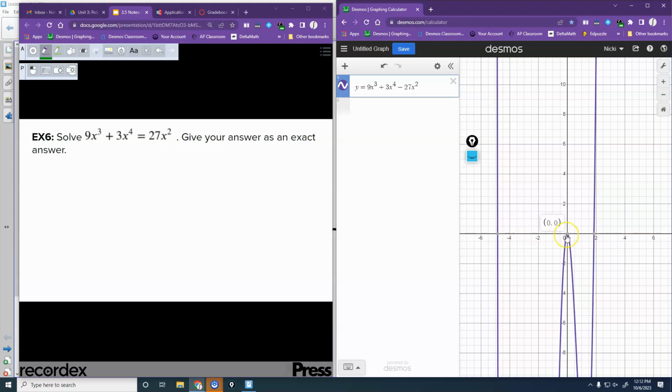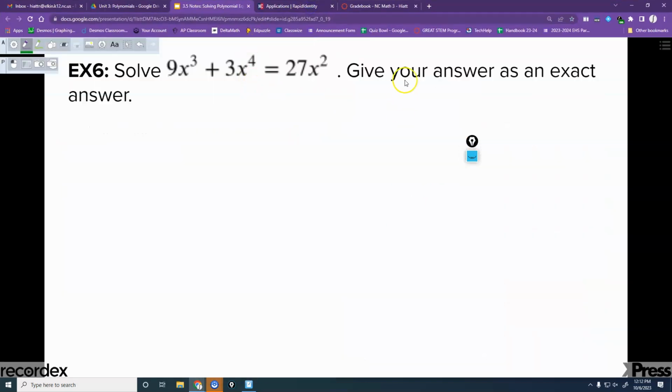That 0 is double, right? So it is 4 solutions. There's only 3 distinct solutions, so it's only 3 different numbers, but that 0 is double. So these are my solutions. There's no imaginary here. However, sometimes they want us to give our answers as an exact answer.